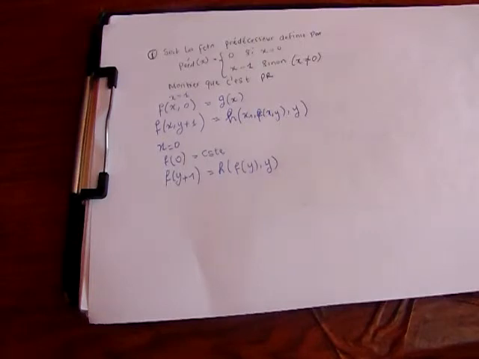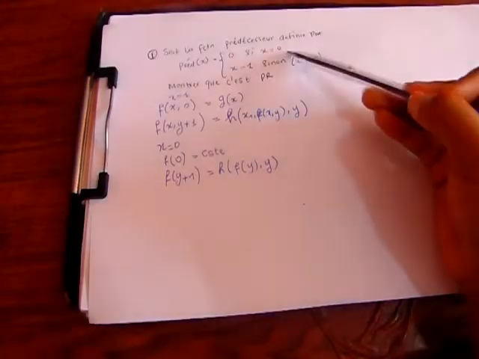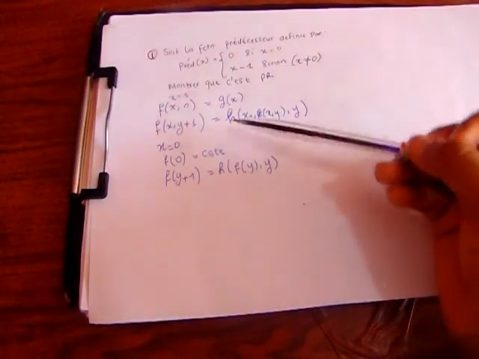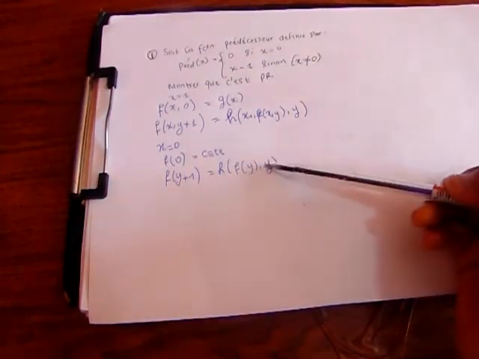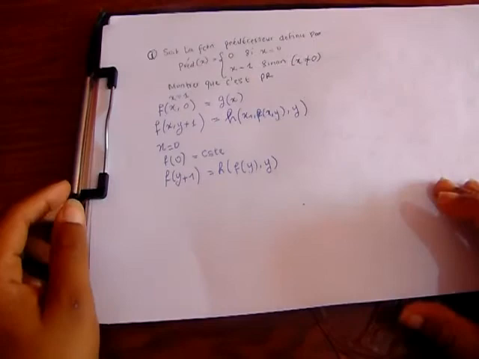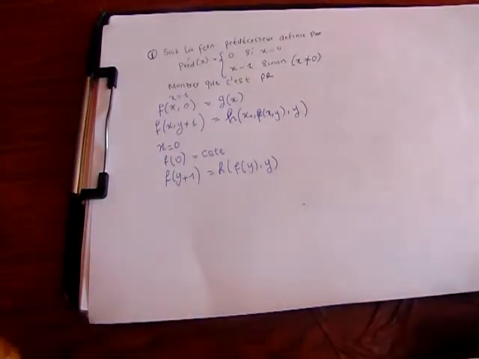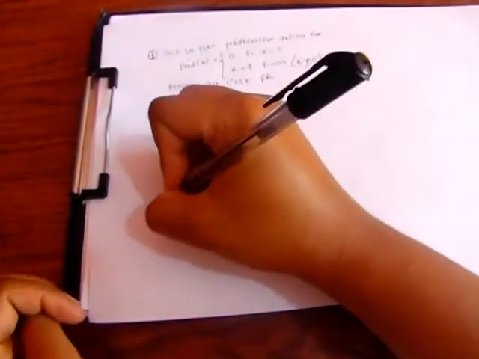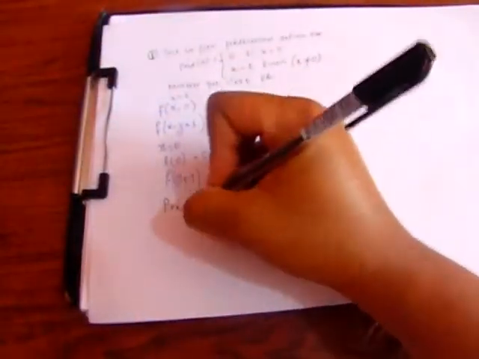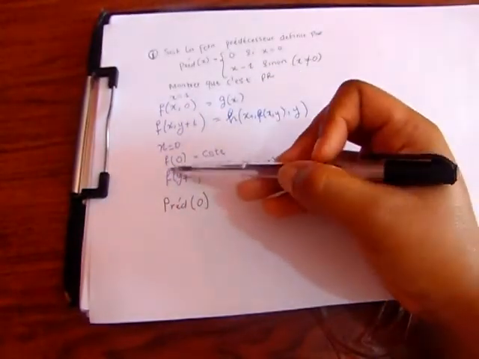Looking at this, we'll be able to know which of these we can use. You can see that we can use the second one, because in this case x is equal to 0. Since x is equal to 0, we'll be using the second formula. So let's solve using the second formula. But in this case, our f is pred de x. That's the name of our function. So replace this with pred de x.